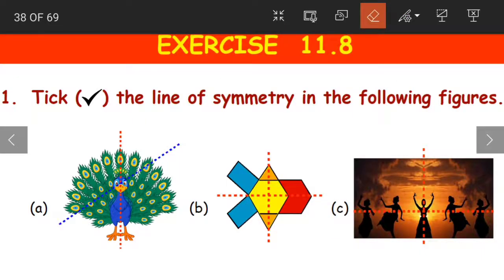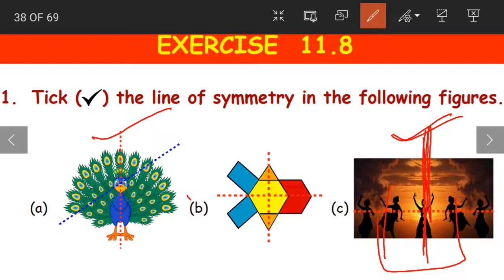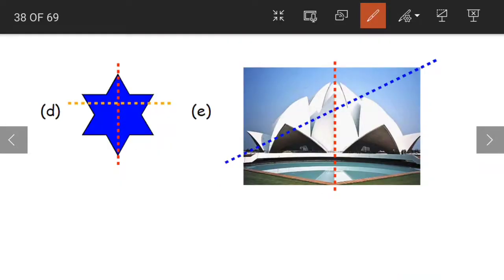Now coming to the other line, that is this vertical line. Now when we observe both the parts of the figure divided by this vertical line, we are finding that both are the mirror halves of each other. So this line is our line of symmetry. Is this clear, children? From the given three figures, see the ticked one. The ticked ones are the lines of symmetry.